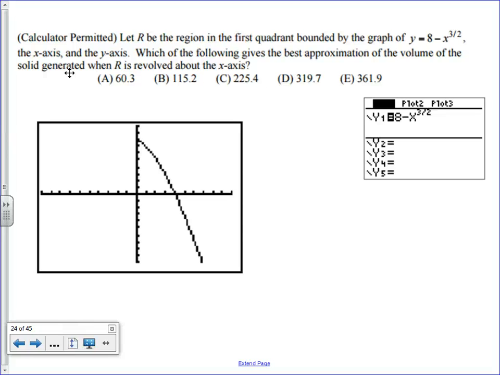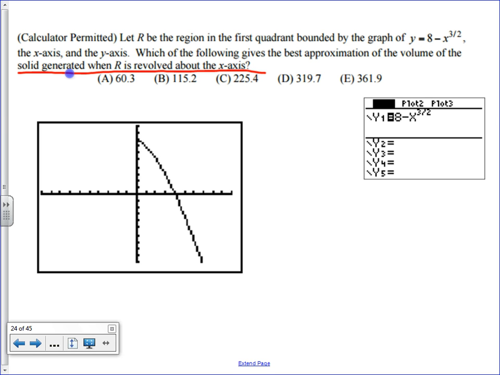Where does the wording get weird? Not the first sentence. I'd say a little bit sooner. I'd say that whole thing is new, right? The volume of the solid generated when R, what's R? The region. What region? In the first quadrant bounded by the graph of y equals 8 minus.